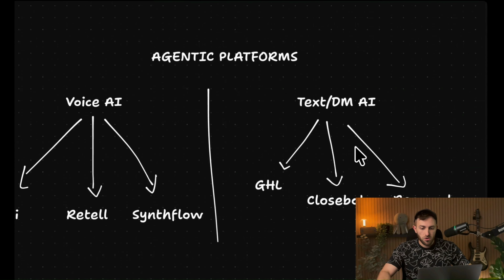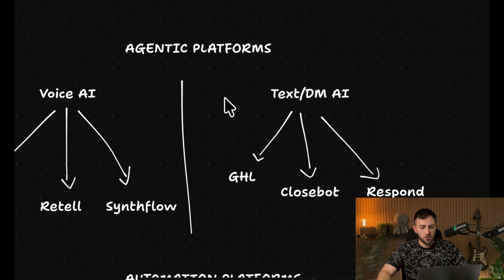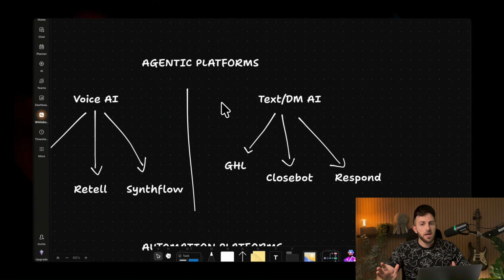Let's go to the text, DM, or website AI. The main options are Go High Level, Closebot, and Respond. There are some other options like Pointwise that integrates with High Level, but these are the main options that exist in the marketplace. Now, personally, I go with Go High Level. I have heard the argument that Go High Level is not the best. The AI in Go High Level is a bit less intelligent than other platforms, and I tend to disagree a lot because I have gotten fantastic results with agents in High Level.